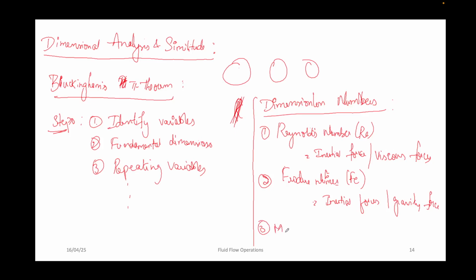Then we have Mach number. What is the formula for Mach number? Inertial forces by compressibility. And finally, we have Weber number. This is inertia upon surface tension. Okay.